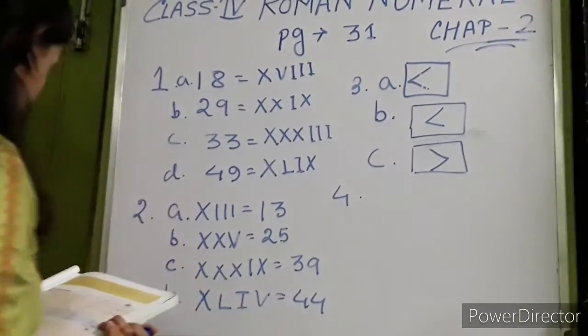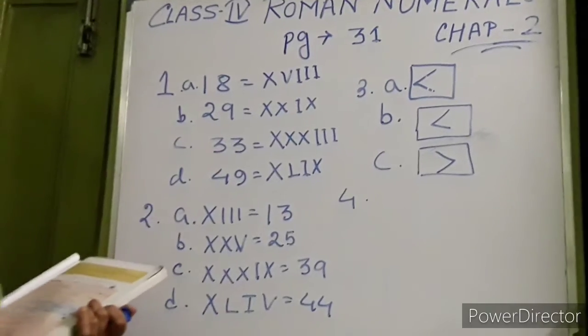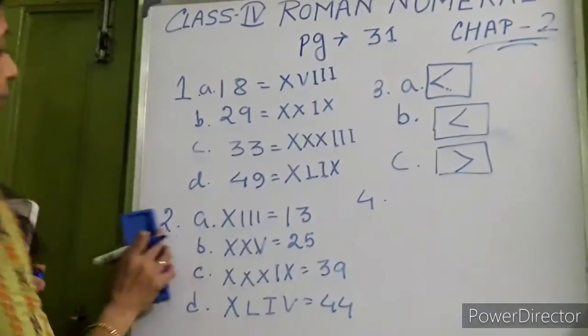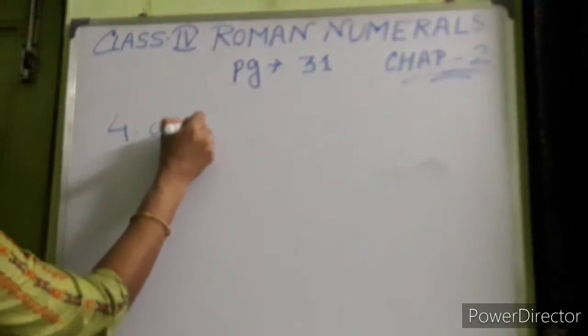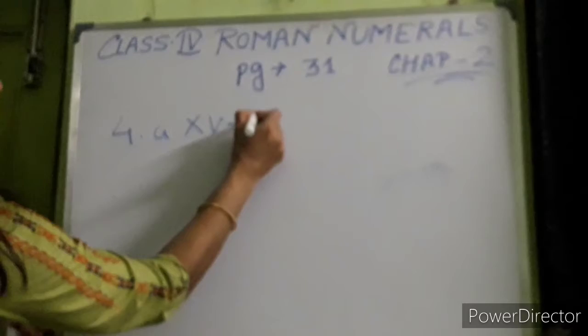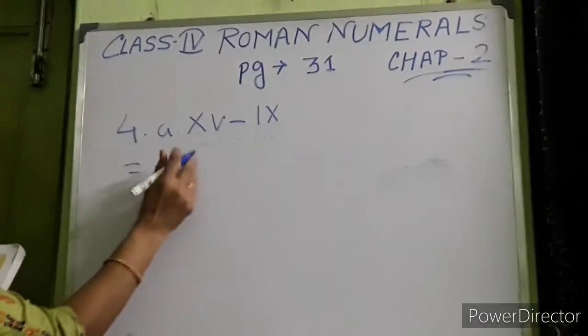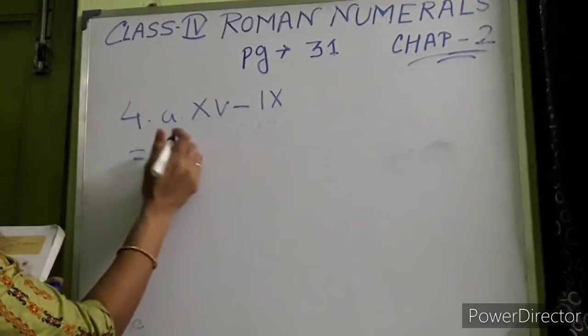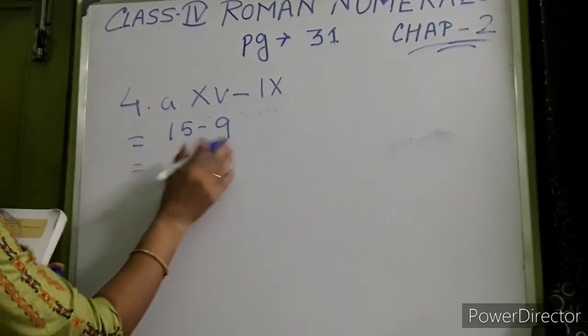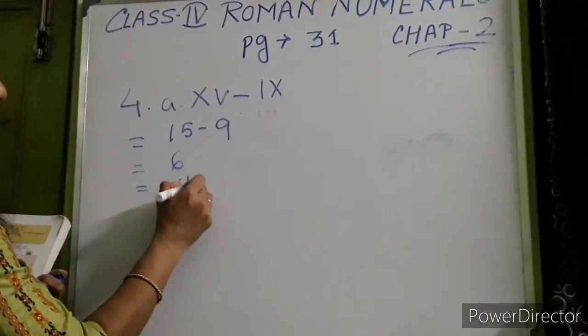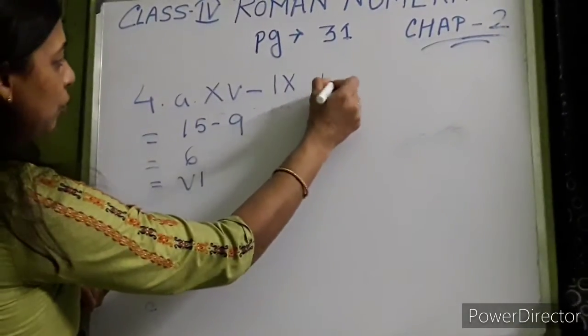Now number 4. Solve and write the answer in Roman numerals. Question number 4, I am starting from here. A, XV minus IX. XV means X is 10, V is 5, so 15. 15 minus 9 equals 6. So 6 means VI. Clear?